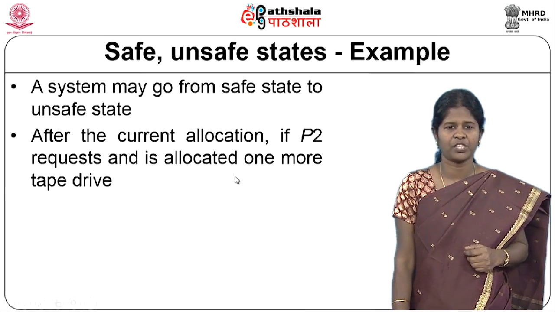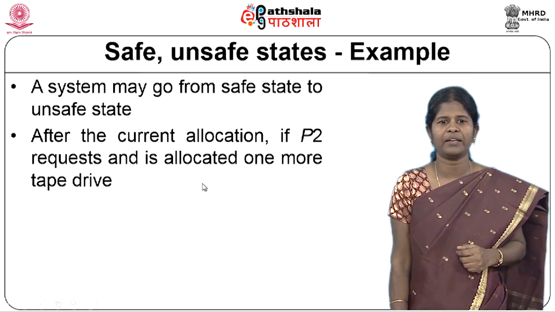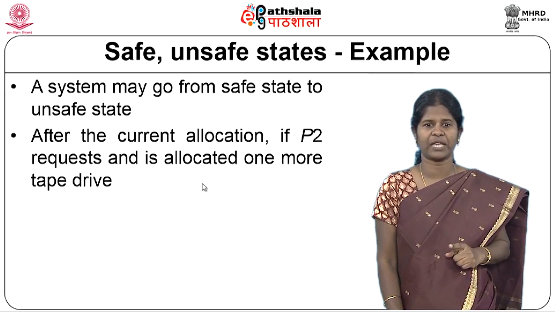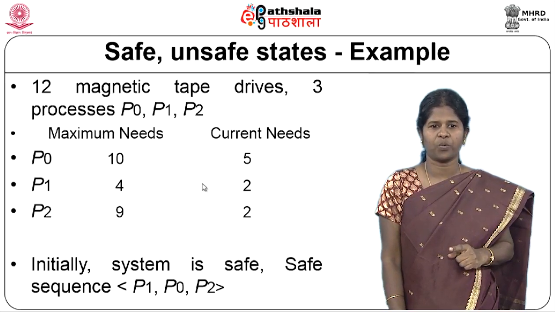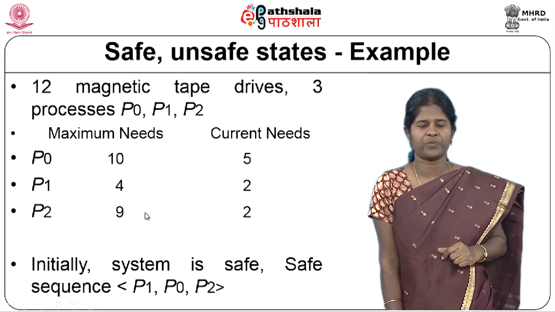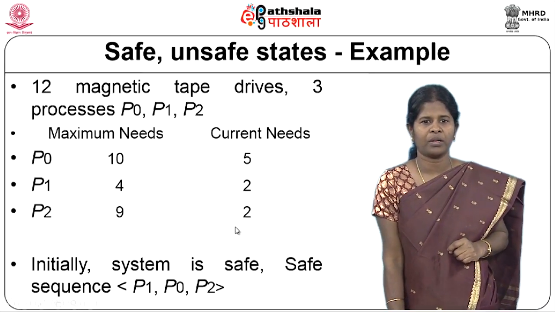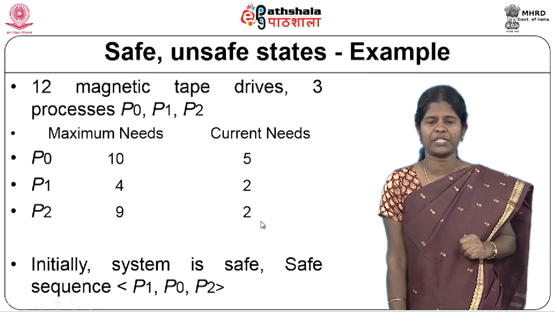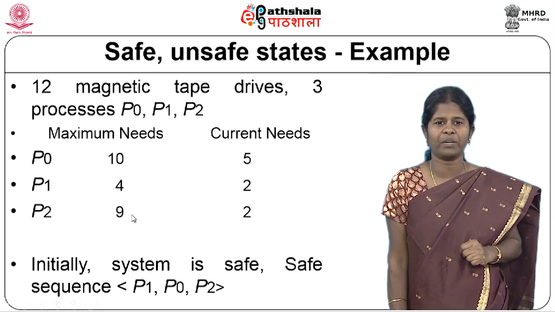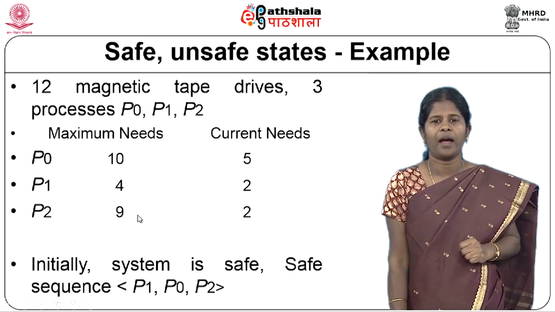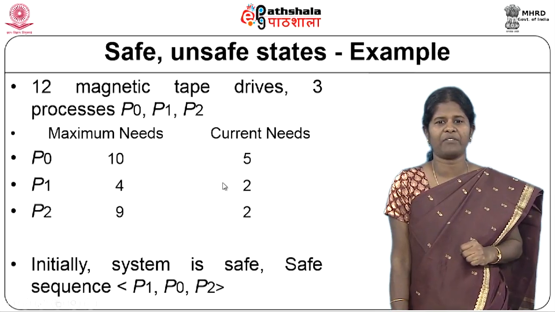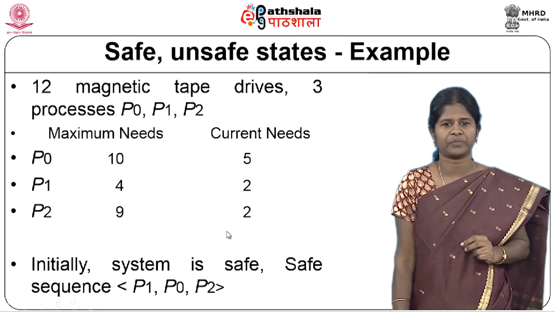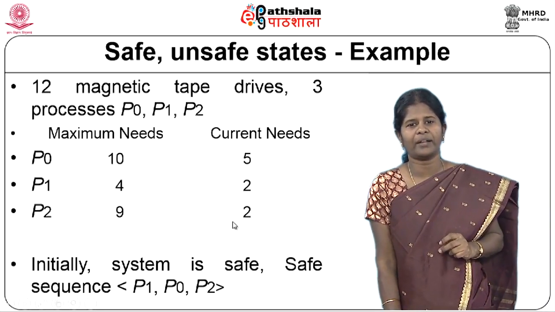Suppose you have this current situation, and then P2 requests one more tape drive and it is allocated. So, what happens now? P2 requests one more and you allocate one more. So, P2 is using 2, you allocate one more and it becomes 3. So, P2's future need will become 6. But the number of free tape drives available will now become 3 minus 1, only 2 are available. Okay. So, then what happens?